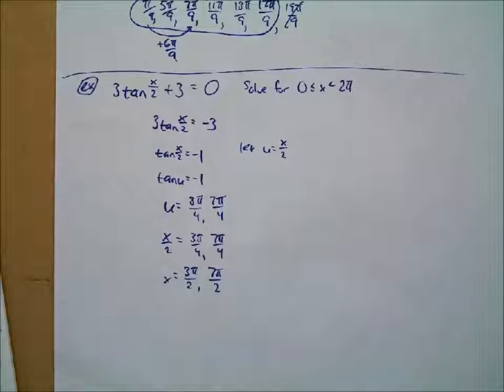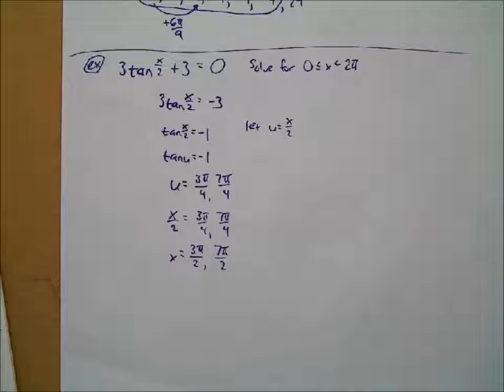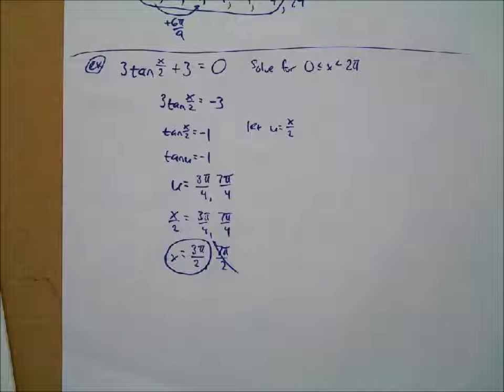Okay? So, what are our solutions here that are between 0 and 2 pi? Just 3 pi over 2. 7 pi over 2 is now outside 2 pi, right? 2 pi would be 4 pi over 2. 7 pi over 2 is greater than that. So only the 3 pi over 2 fits inside there, so we only use the 3 pi over 2. Okay?